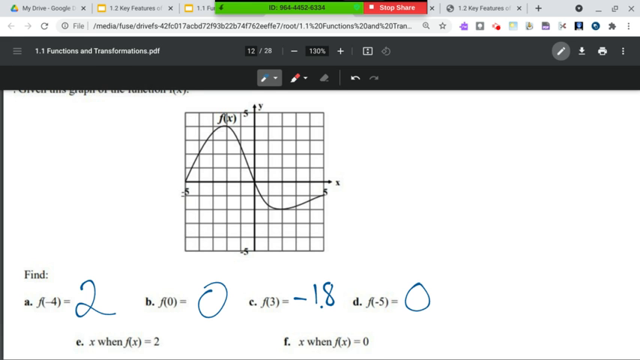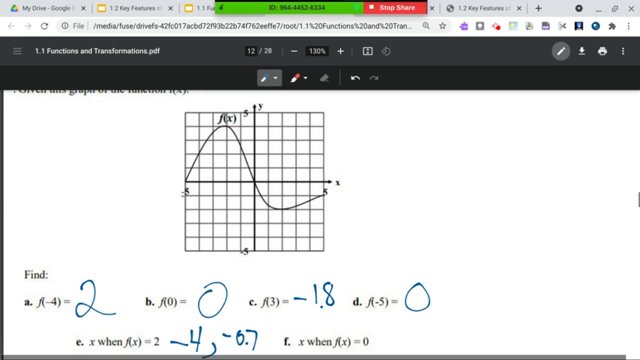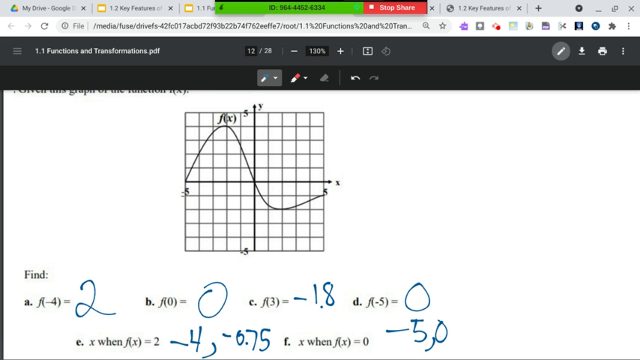Is it negative 4? Negative 4, and like negative 0.75? Yeah, negative 0.75. Perfect. I'm fine with that. Okay, what is x when y is 0? Two answers again. Negative 5 and 0? You got it. Excellent. How do you feel with that? Okay? Yeah. All right.